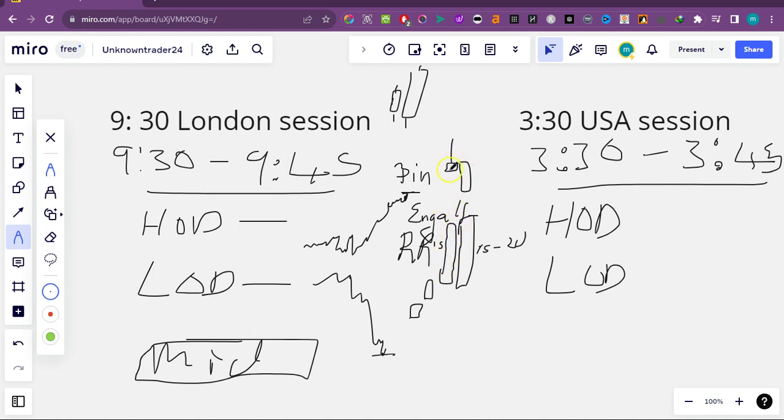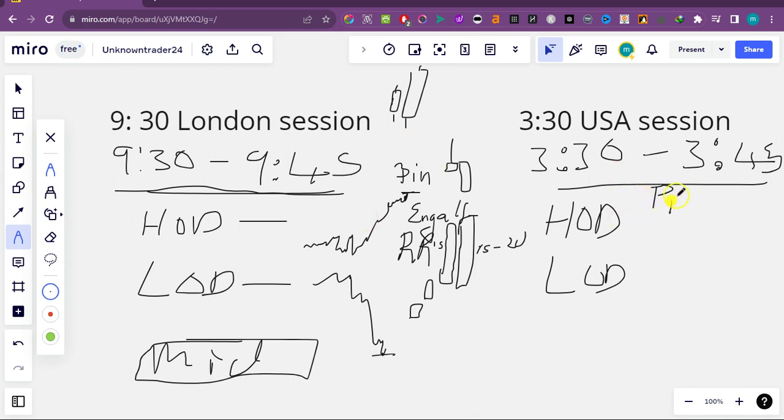If it's a pin, or an engulf, or a railway track, and immediately at 3:30 or up to 3:45 you see any of these three candles at the high or at the low of the day, then guys, you have a very, very good trade. But I'll show you what I mean. The same applies here at 3:30 or at 3:45, if it's at the high of the day, the same.